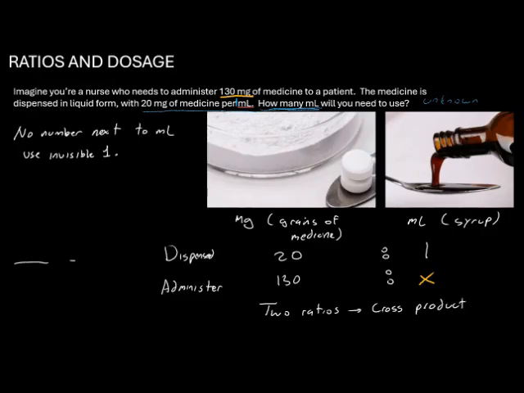I can start by writing my two division bars with an equal sign in between, and I will place my milligrams on top and my milliliters on the bottom. My first ratio is 20 milligrams to 1 milliliter, so I'll place 20 on top and 1 on bottom. My second ratio is 130 milligrams to X milliliters because I don't know how many milliliters to use. We're going to say 130 on top and X on the bottom. Now I have a cross product, and we can try to solve that with our algebra on the next page.